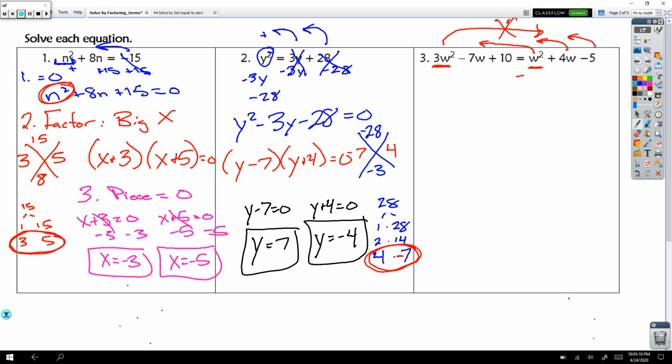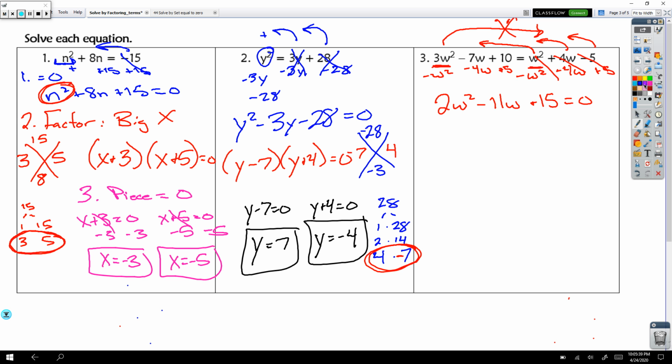So I'm going to subtract the w squared. I'm going to subtract the 4w. And then add the 5. Cancel, cancel, cancel. So 3w squared minus 1w squared would be 2w squared. Negative 7w minus 4w would be negative 11w. And then 10 plus 5 would be plus 15.